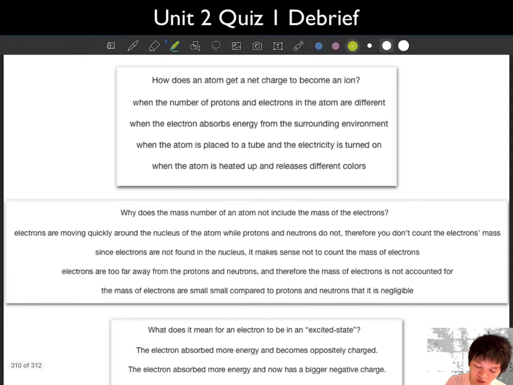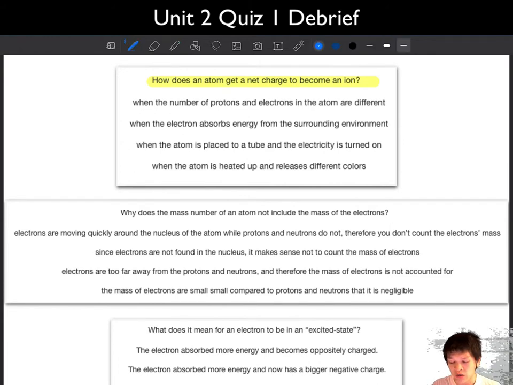Let's see, next question. How does an atom get a net charge to become an ion? So in an atom, there's three subatomic particles, right? There's the protons, there's the neutrons, and then there's the electrons. And we should know protons are positive, neutrons are neutral, they have no charge, and electrons are negative. For an atom, which has a specific number of protons, to get a charge, you gotta have an imbalance of positive and negative things.